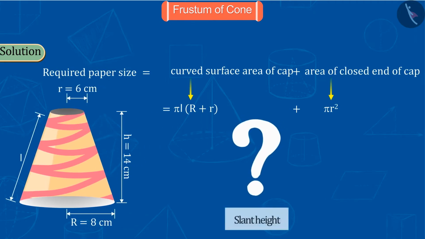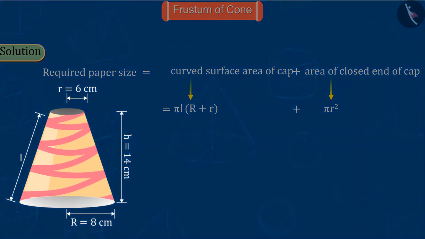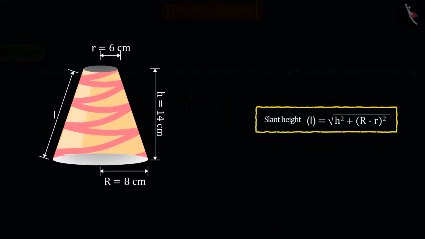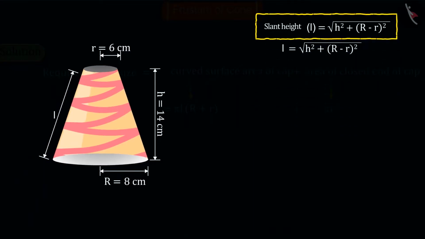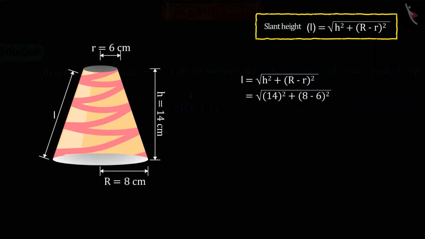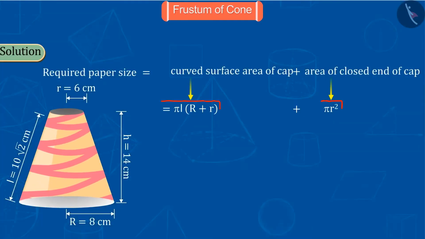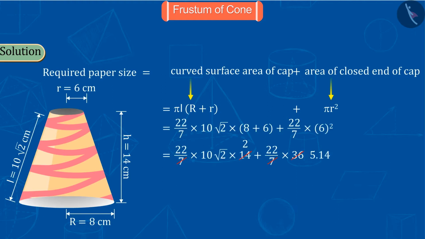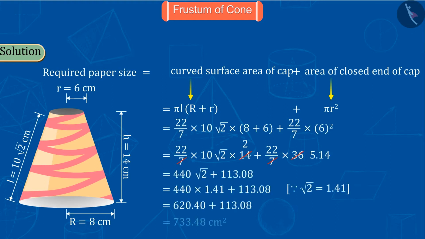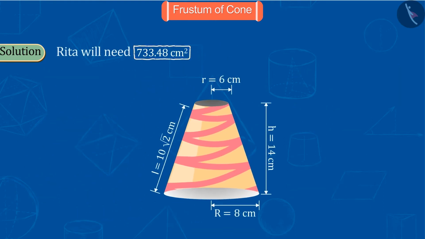Now, how can you find the slant height? Well done. We can find the value of the slant height from this formula. Replacing all values, on solving, we get the value of l, that is, slant height 10√2 centimeters. Now replace all values in these formulas. On further solving, we get 733.48. So Rita would need 733.48 square centimeters of paper to make a hat.